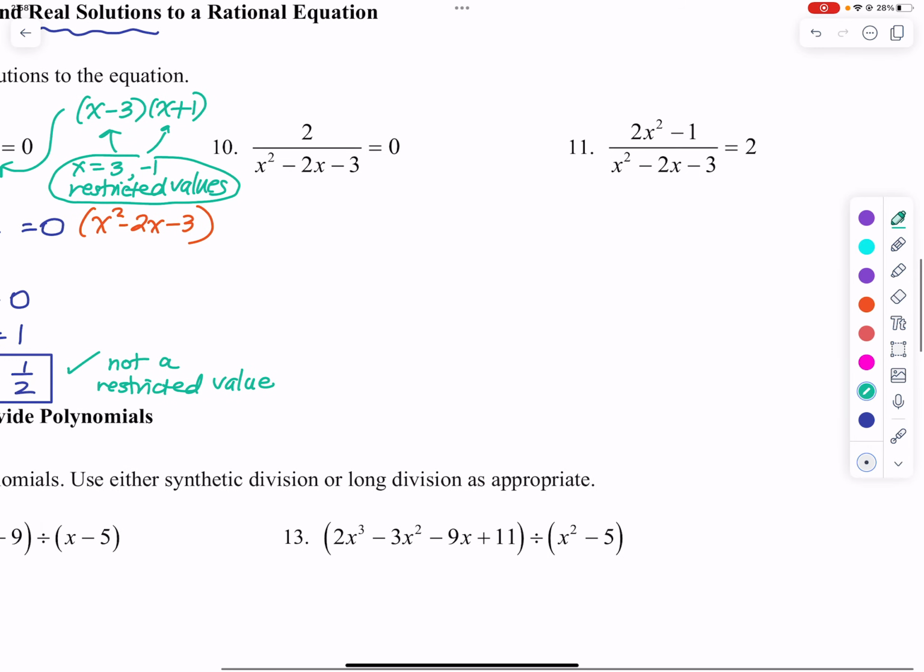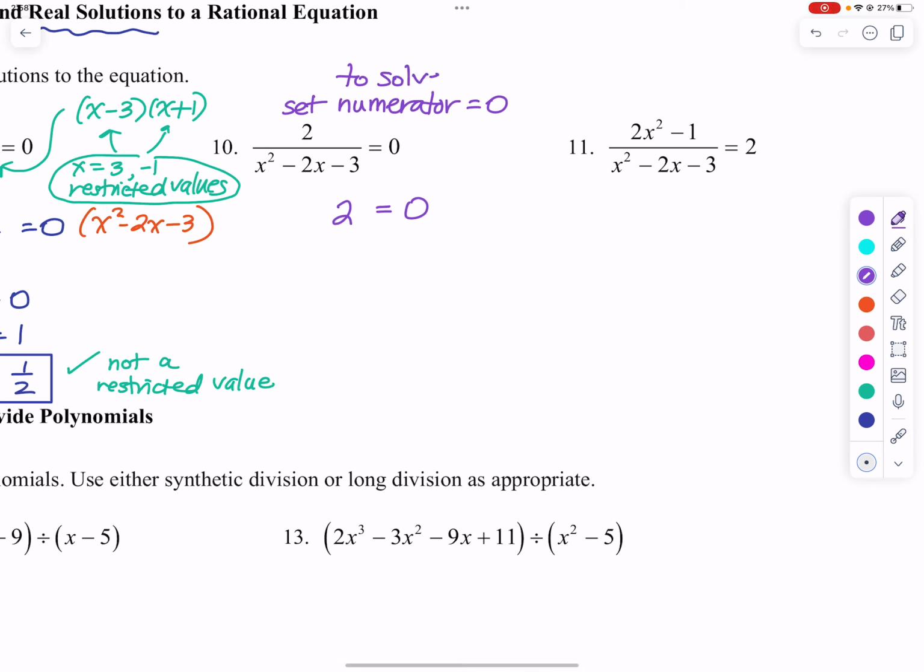Looking at number 10, again, the concept is just to set the numerator equal to 0 to solve. But 2 cannot equal 0. Therefore, there is no solution to number 10.